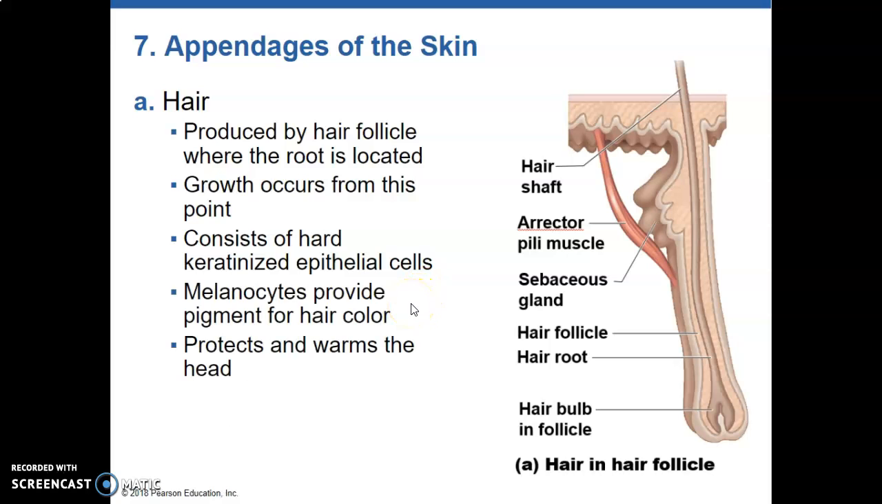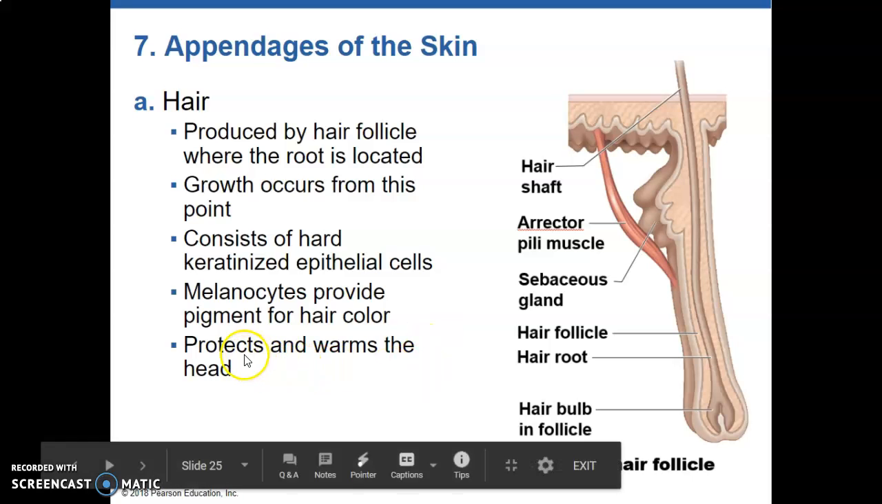Also, the color of your hair is made by melanocytes. Now that suffix "cyte" means a cell, and these cells produce proteins called melanin, and that melanin made by the melanocytes gives hair its particular color. Now some functions of hair are: hair will protect the head, and it also warms the head. A lot of heat is lost through our head and our scalp.